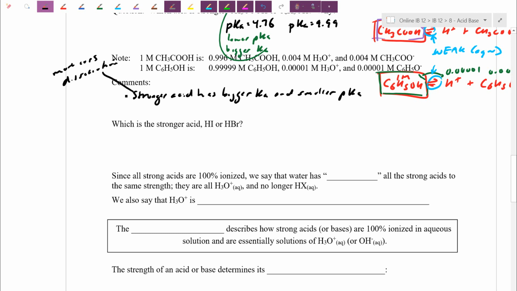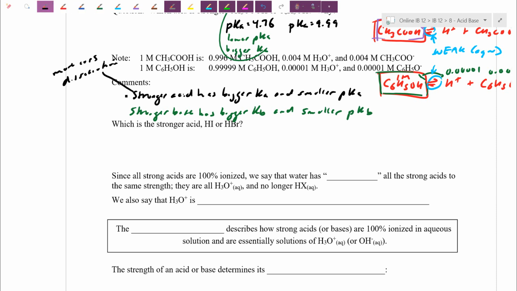In a very similar fashion here, a stronger base has a bigger Kb. Right? So still it's the equilibrium constant, it's still Kc, but I'm just renaming it, if I'm talking an acid or a base. In this case here, it has a bigger or larger Kb and a smaller value on the ruler. It's actually a lower number. Right? So let's see if we can just practice this here.